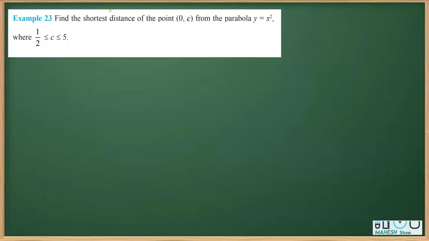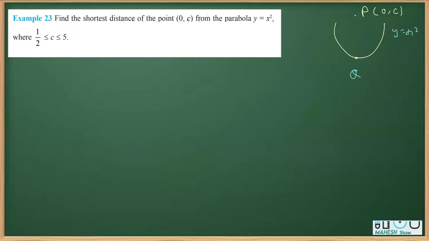Now, this is one question from the chapter Maxima Minima. The question says we have to find the shortest distance of this point (0, C) from the parabola y = x squared, where the interval of C is mentioned here. Let's say this is a parabola, and let this be a point P whose coordinates I took as (0, C). The equation of the parabola is given as y = x squared.